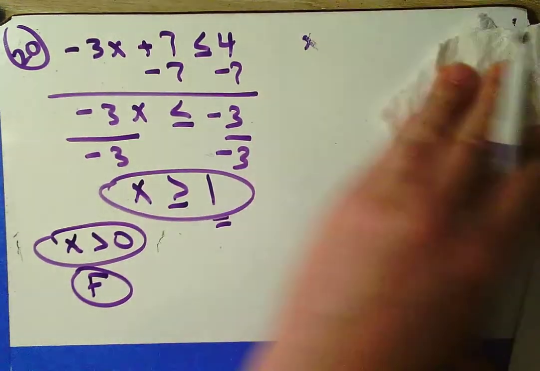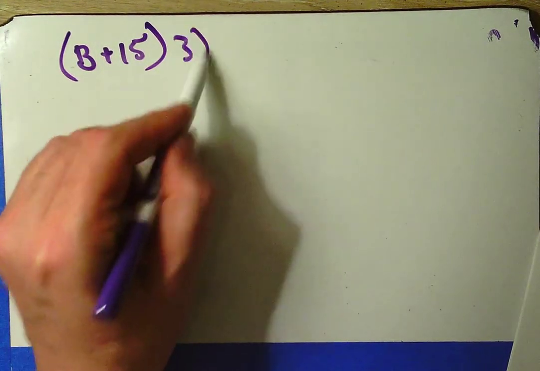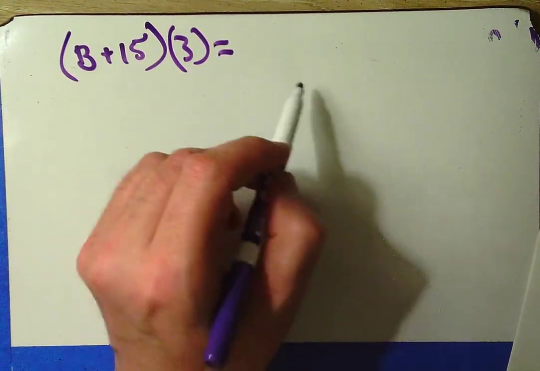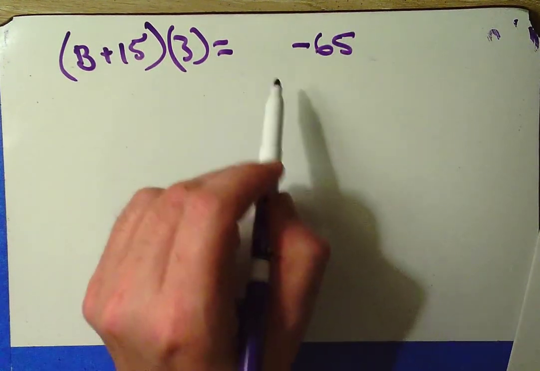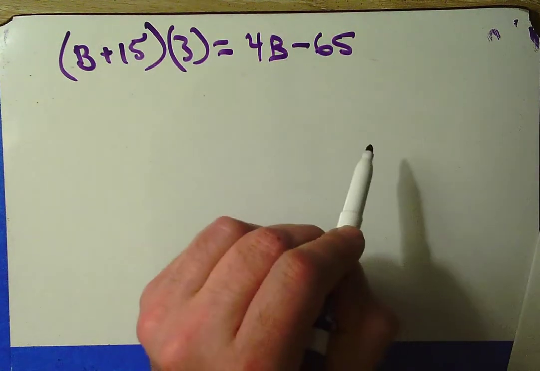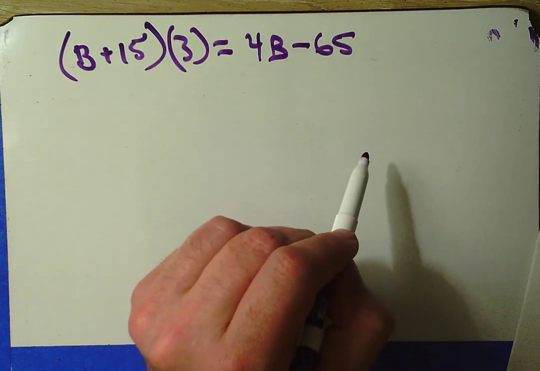Okay, 21. Brandy has a collection of comic books. She adds 15 to the number of comic books in the collection, and then multiplies that sum by 3, the result will be 65 less than 4 times the number of comic books. Okay, so she's got a number of books, b, and she adds 15 to that number. Wow, that was an exciting translation.